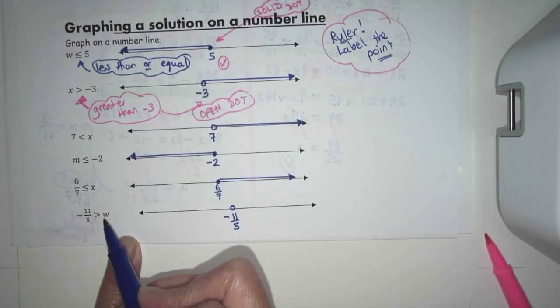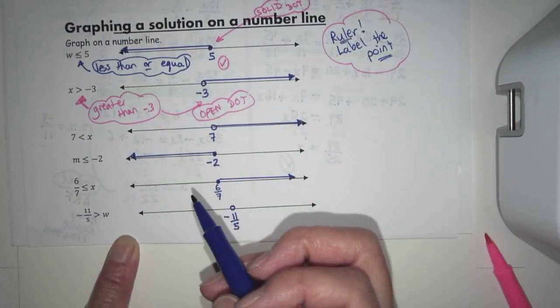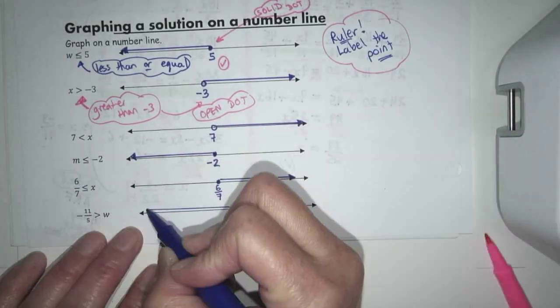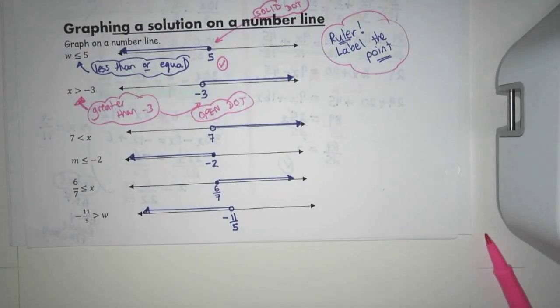Okay, here, see how it's closed to the W? W is less than -11/5. So less than, I'm doing it this way.